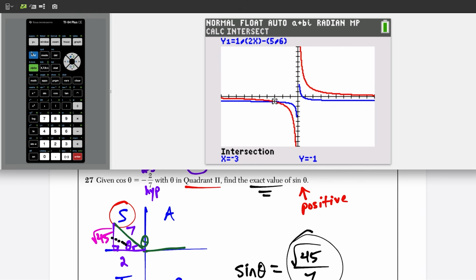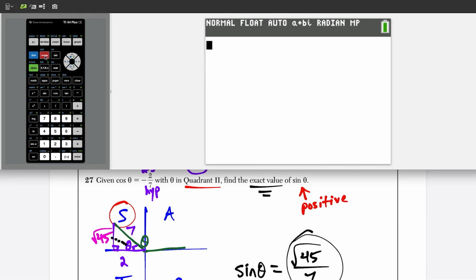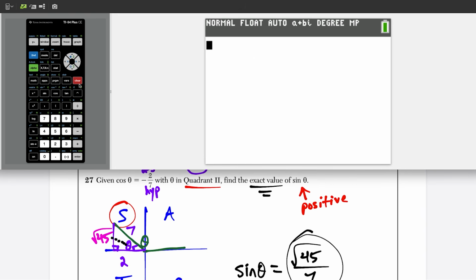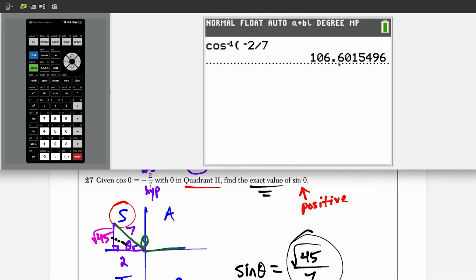Now, one thing we could do to check our answer, I'm going to hit second mode to go back to the main screen, and I'm going to switch over to degrees. And what I'll do is I'm going to write in cosine inverse. I'm going to press second cosine and type in the ratio -2 over 7. And that tells us that theta, the exact angle in quadrant 2, is 106.6 degrees if we round to the nearest tenth. So now if I do sine of that angle, I'm just going to copy it over here like this, I get this value.